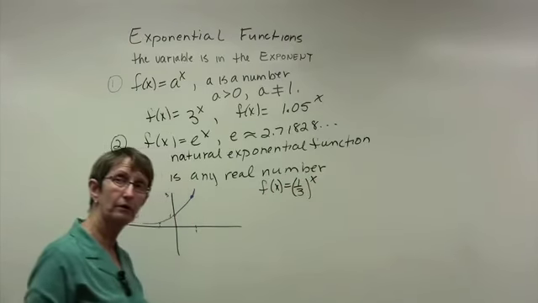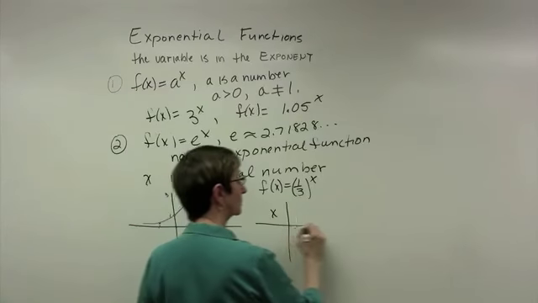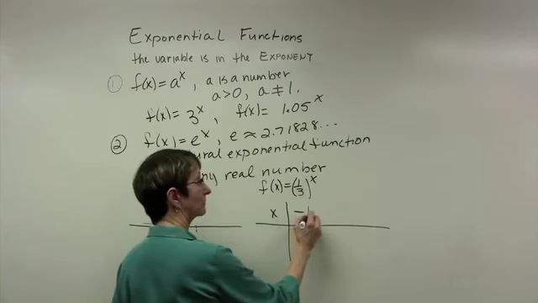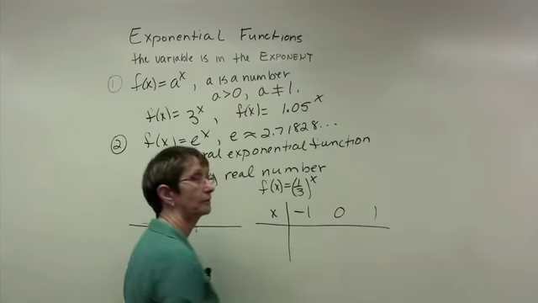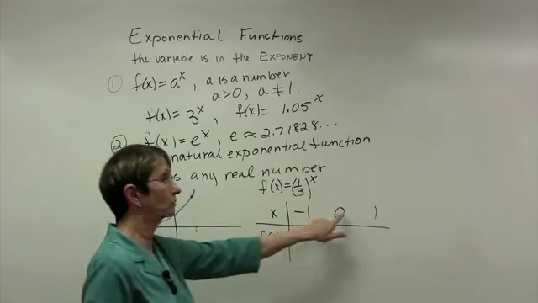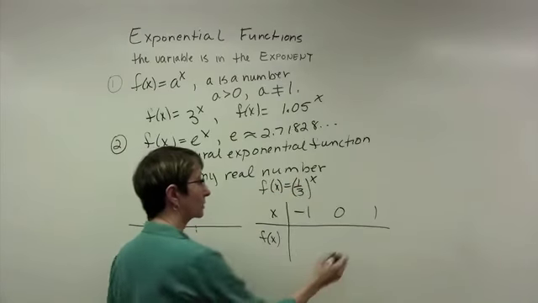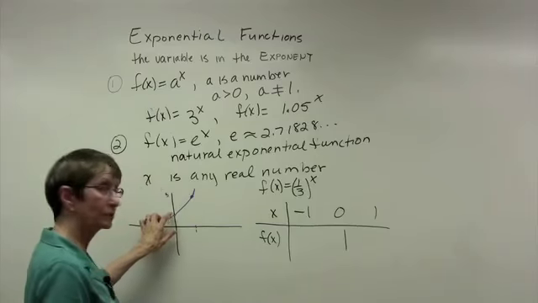To the x power. Let's plot some points again, and let's do the same three we did last time: -1, 0, and 1. So if I have 0, which is always the easiest one, this number to the 0 power is 1 again, so it does go through the same point.